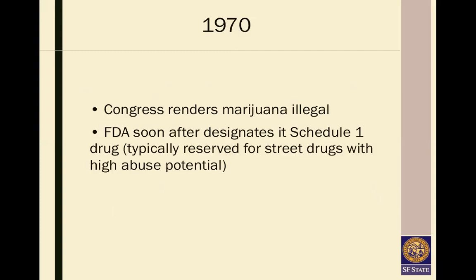And it wasn't until the 1970s that Congress rendered marijuana illegal. And the FDA soon designated it as a Schedule I drug, which is typically what you use for what they consider street drugs. And I'm probably aging myself, but in the 1980s, during the Reagan administration, Nancy Reagan really took on the role of making marijuana look like a gateway drug. And some people still believe that it is a gateway drug, meaning that if you start using it, you'll start using other drugs.